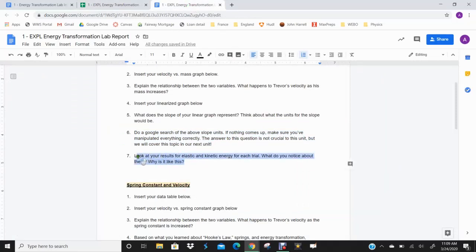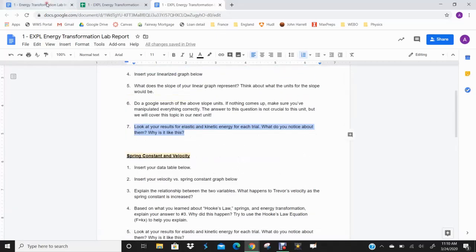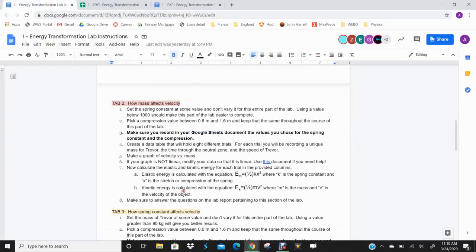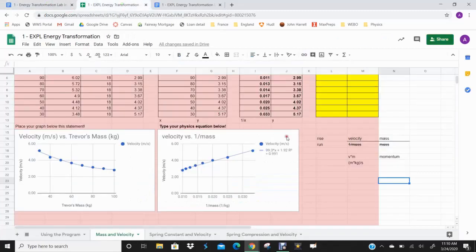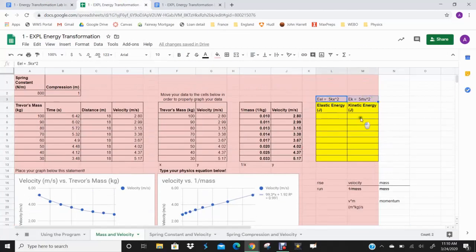Now, this is important here. Look at the results for elastic and kinetic energy for each trial. What do you notice about them? Why is it like this, okay? So if you look at the instructions, it has the equations here for elastic and kinetic energy. And I may or may not have also included it right above these things. So we want to look at elastic energy first. That is 1/2 times the spring constant times the stretch or the compression of the spring squared. We're only squaring the compression. We're not squaring anything else. Okay, so basically this x squared is in parentheses here.